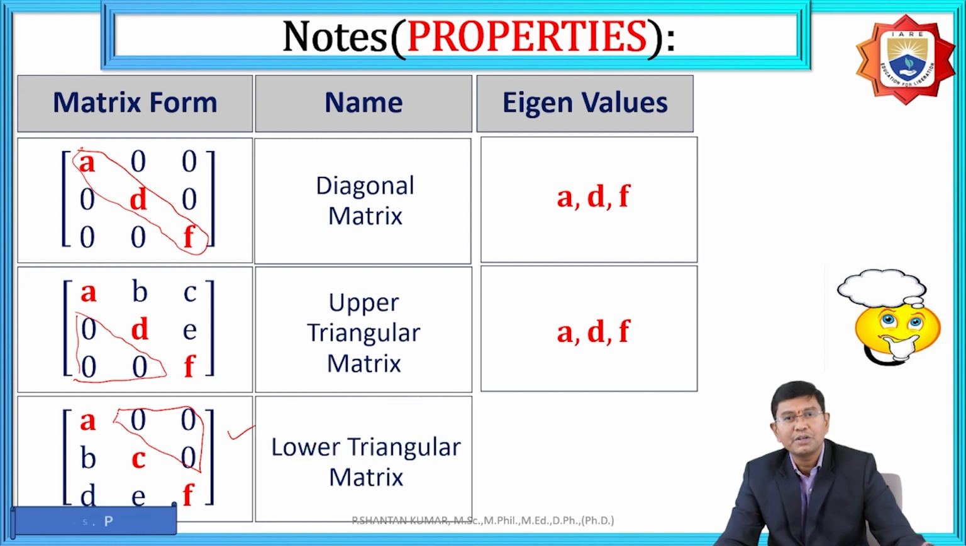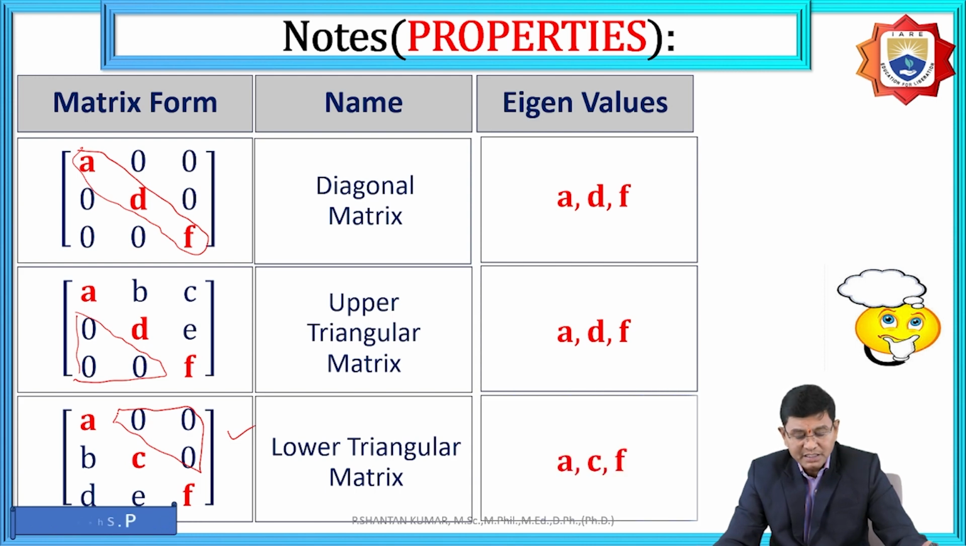For a 2 by 2 matrix and also a 3 by 3 matrix, if any given matrix is upper or lower triangular, the eigenvalues of the triangular matrix are the diagonal elements. That means here A, D, F are the eigenvalues of the given matrix.